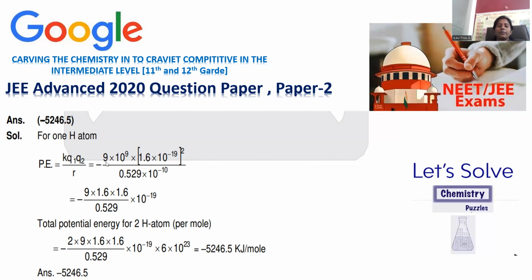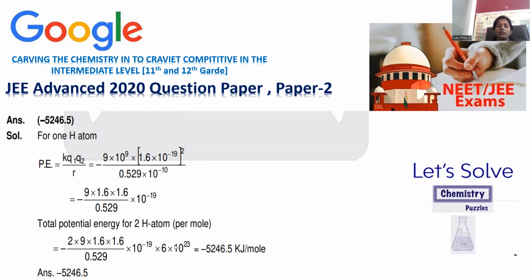For total potential energy, since we are taking Q1 and Q2 for two hydrogen atoms mentioned there, whatever value comes can be multiplied with 2. So 2 can be multiplied with 9 and 1.6, 1.6, and the denominator radius value will be 0.529. Okay, so in order to get the net potential value, we have to multiply with the Avogadro number, given in the data, 6.023 × 10^23.